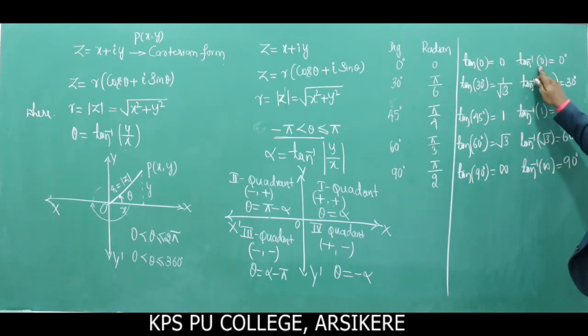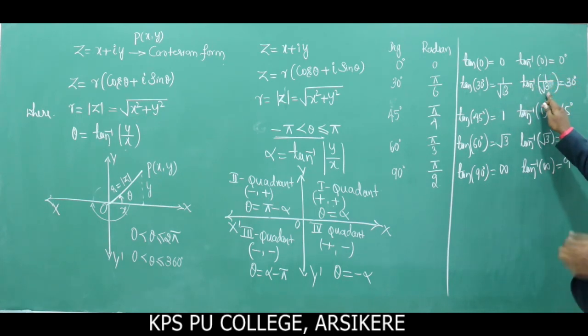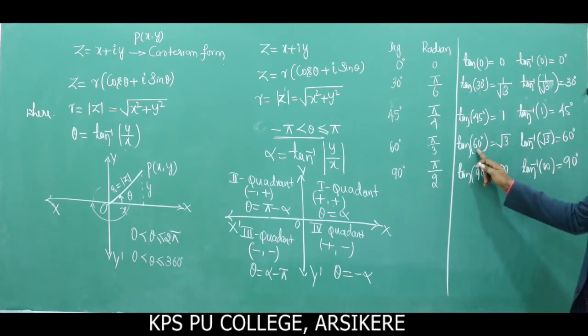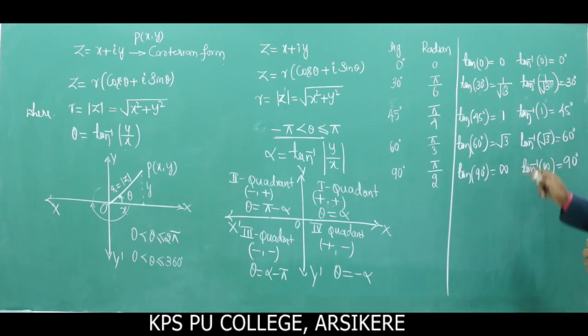Tan inverse of 0 is equal to 0 degree. Tan inverse of 1 by root 3 is equal to 30 degree, which is nothing but pi divided by 6. Tan 45 degree is equal to 1. Tan inverse of 1 is equal to 45 degree. Tan of 60 degree is equal to root 3. Tan inverse of root 3 is equal to 60 degree. Tan of 90 degree is equal to infinity. Tan inverse of infinity is equal to 90 degree.